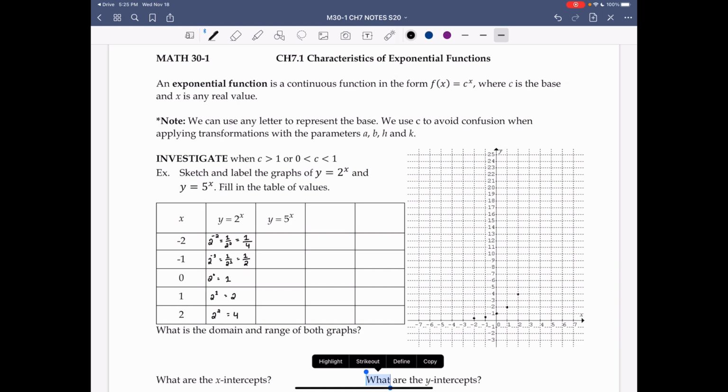And I could do a few more going in the positive direction. If x is 3, 2 to the power of 3 is 8. When x is 4, 2 to the power of 4 is 16. And when x is 5, 2 to the power of 5 is 32, which is not on here. I can join these points together with a curve. And it looks something like that. That is y equals 2 to the power of x.